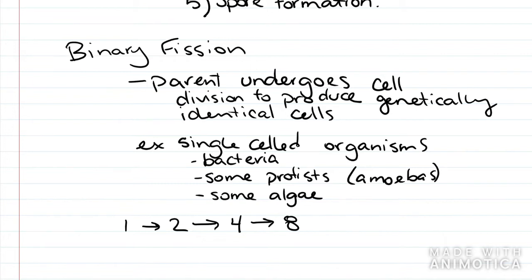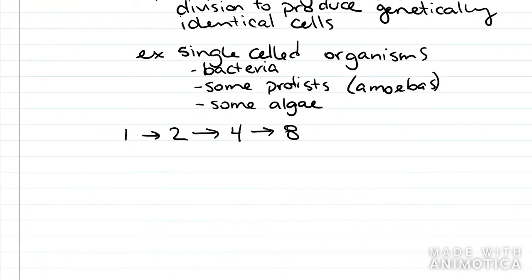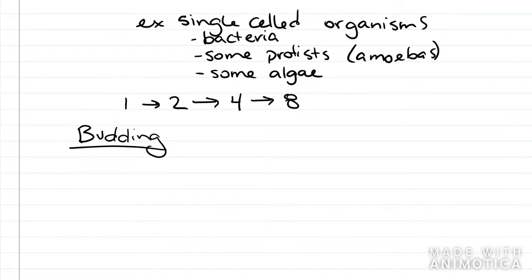Okay, so now on to budding. Budding is actually kind of cool. So what happens is the offspring actually develops as a small growth on the parent called a bud.